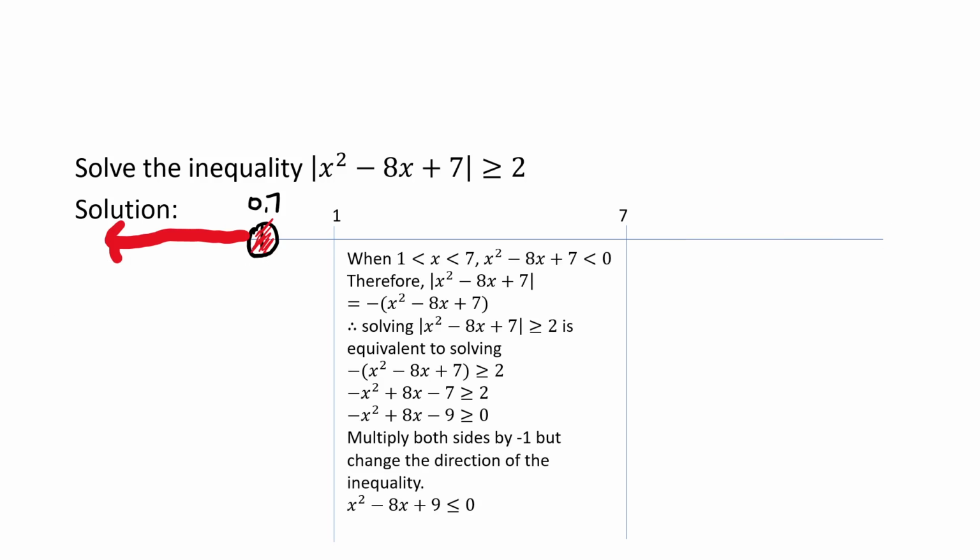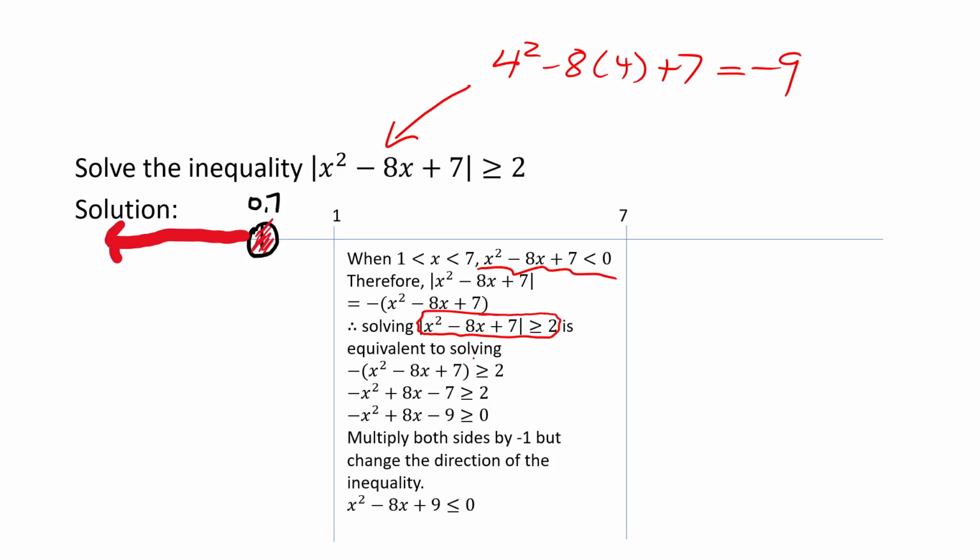Okay, now let's go into the middle portion. When 1 is less than x less than 7, then x squared minus 8x plus 7 is less than 0. Don't believe me? Let x be 4. 4 squared minus 8 times 4 plus 7. 16 minus 32 plus 7 is negative 9. That's less than 0. So since x squared minus 8x plus 7 is less than 0, the absolute value of x squared minus 8x plus 7 is negative of x squared minus 8x plus 7. So solving this inequality becomes the same as solving this inequality.